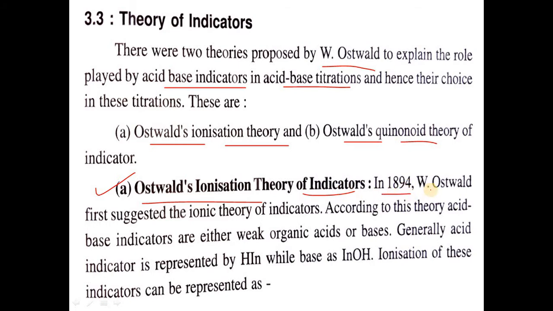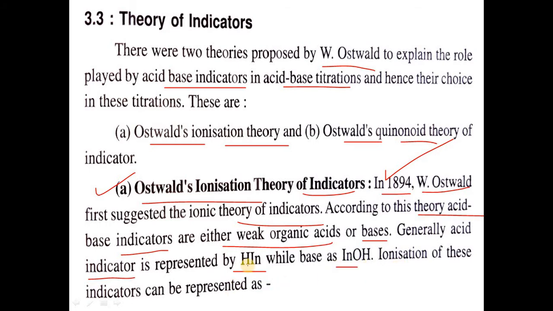In 1894, W. Ostwald suggested this theory of indicators. In an objective question they may ask in which year Ostwald's theory of indicators was discovered, that is the year 1894. According to this theory, acid-base indicators are either weak organic acids or bases. Generally an acid indicator is represented by HIn while a base indicator is represented by InOH.